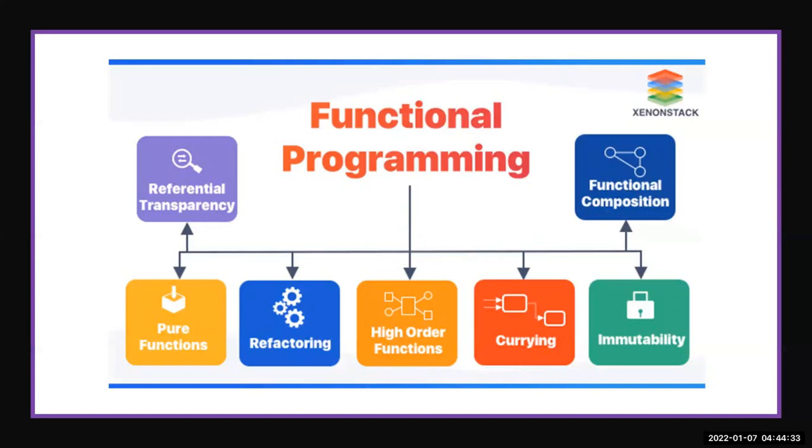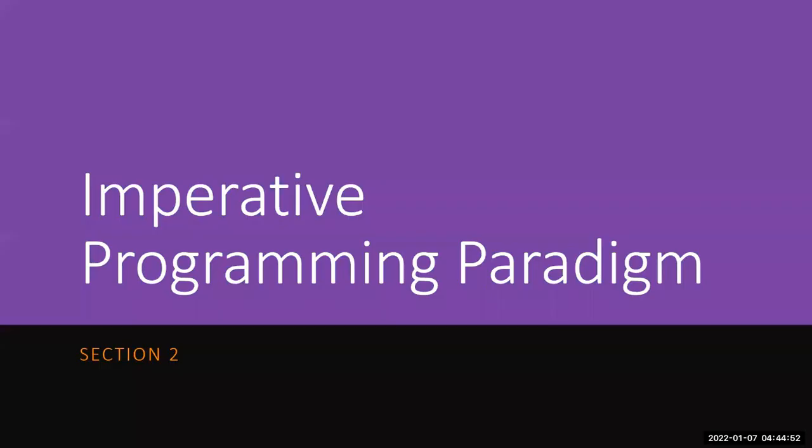And here we have declarative programming, we have functional programming, and functional programming has referential transparency, functional composition, pure function, refactoring, higher order function, coroutine, and immutability. So these are the topics in functional programming. Okay, so here in chapter 4, we focus on imperative programming.